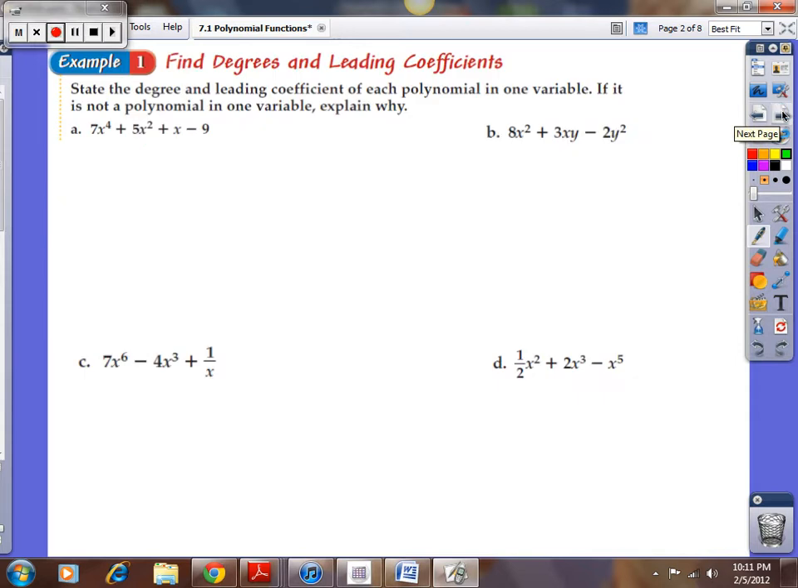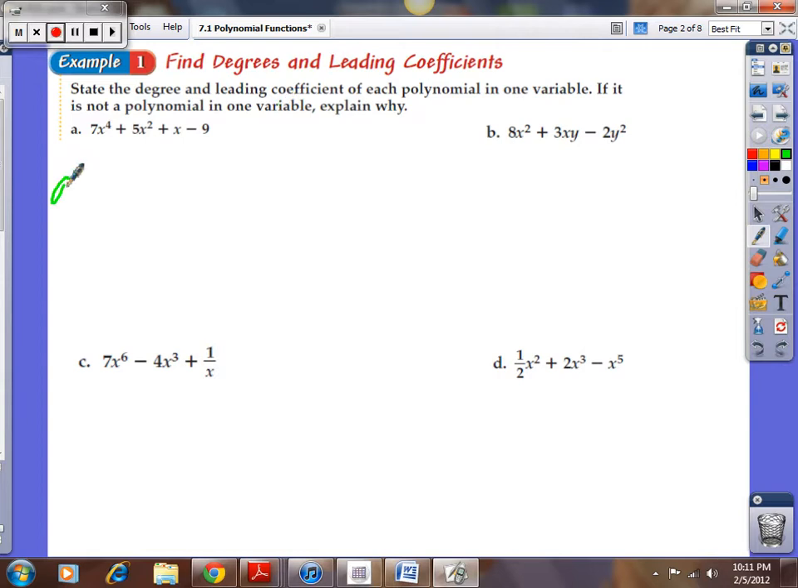Alright, let's practice. State the degree and the leading coefficient of each polynomial. So we got 4 practice problems, A, B, C, D. If it's not a polynomial in one variable, explain why. So whoever's close to the board, why don't you jump up and pause it. You guys take 5 minutes and see if you can do these on your own, and then resume it, and we'll check your answers.